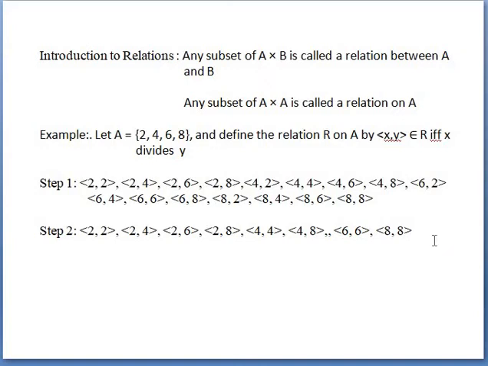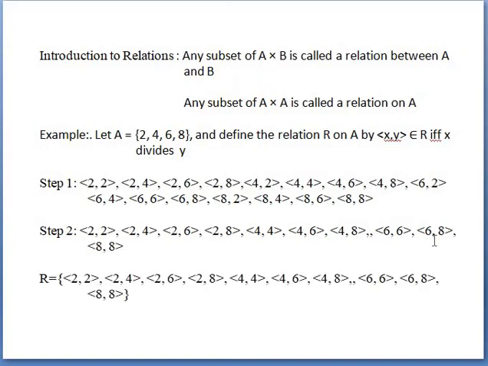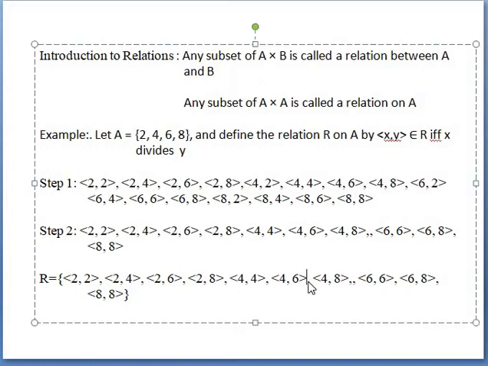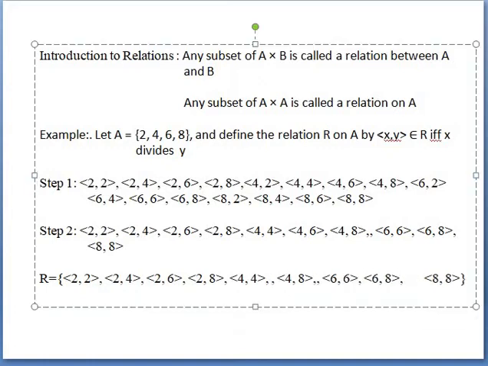So my relation will be (2,2), (2,4), (2,6), (2,8), (4,4), then (4,8), (6,6), and the last one will be (8,8). Okay, so this is the way you have to write the relation. That means it is the same as the ordered pair or Cartesian product, but with one extra condition. That condition has to be satisfied by all the elements of the relation R.